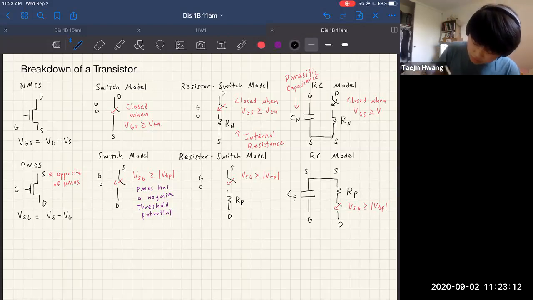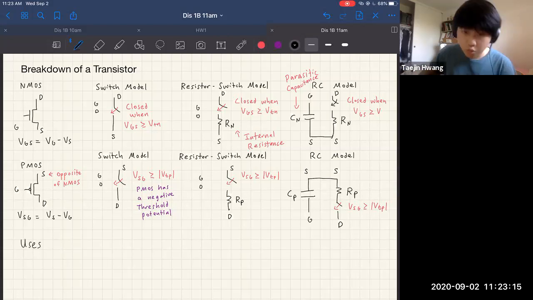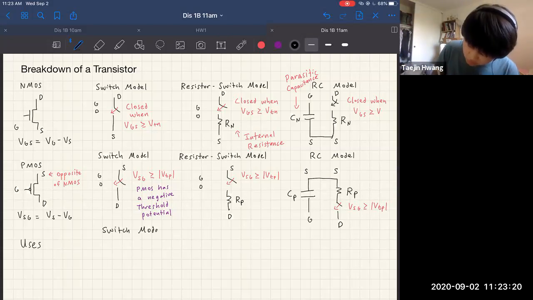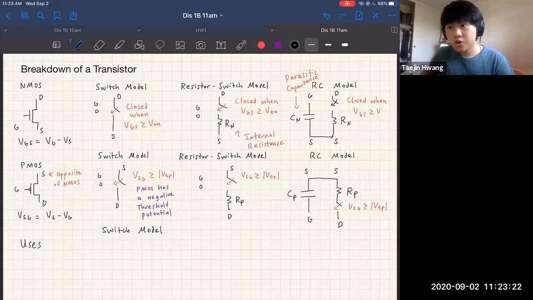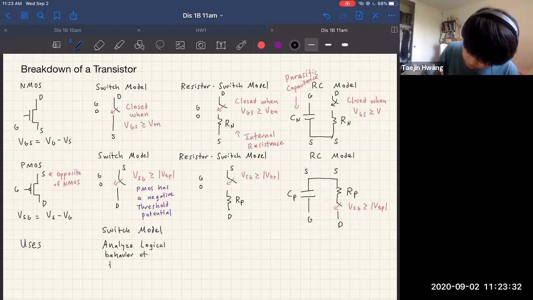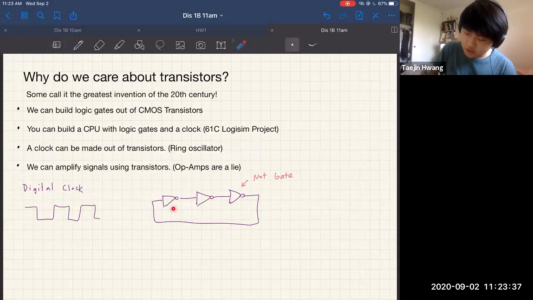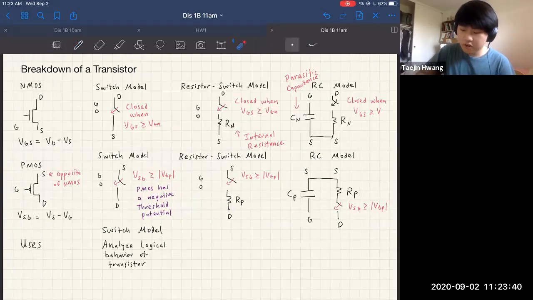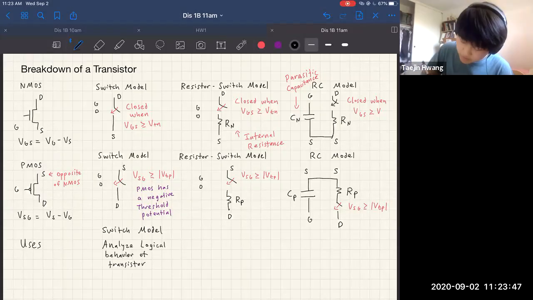And I think the most important thing for you to know is the use case of each model. So the switch model is really important when you want to analyze the logical behavior of transistors. And by logical behavior, I'm really just talking about NOT gates or AND gates or whatever. Because we don't care about the resistances there, we just plug our circuit into a logic gate and see what happens.